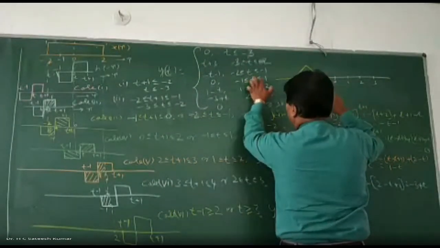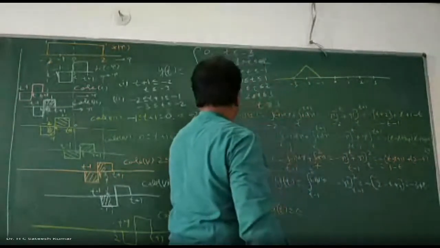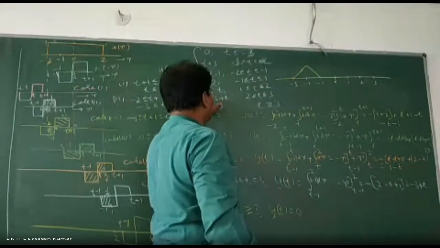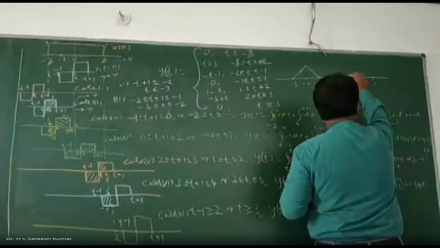Between minus 1 and plus 1, amplitude is 0. Between 1 and 2, negative slope means decreasing. At 1, it is 0. At 2, its value is minus 1. Therefore, it is decreasing like this.